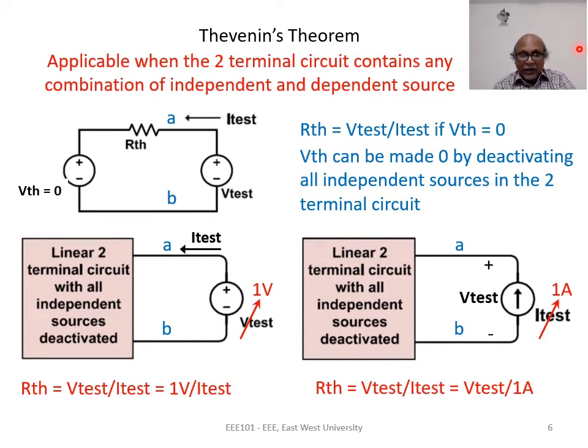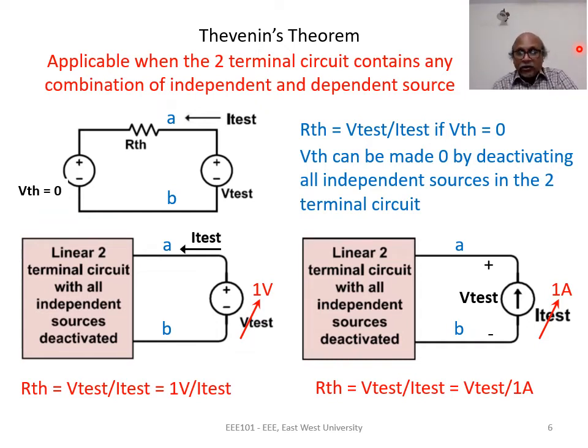Case 1 applies when there is no dependent source. Special case applies when the circuit contains one or more independent sources. But source-wise, case 2 is always applicable.